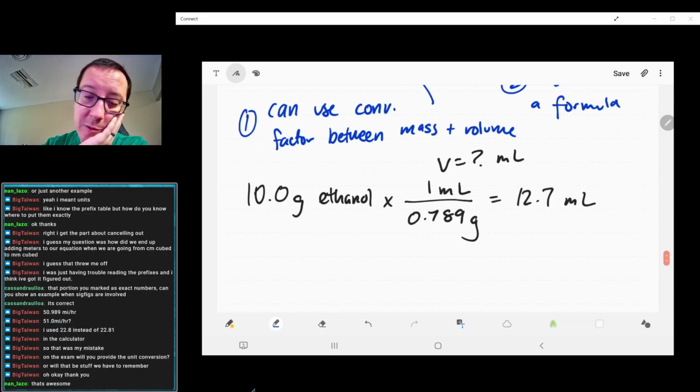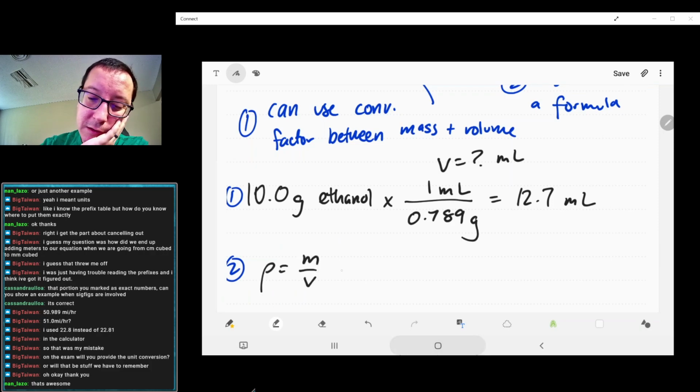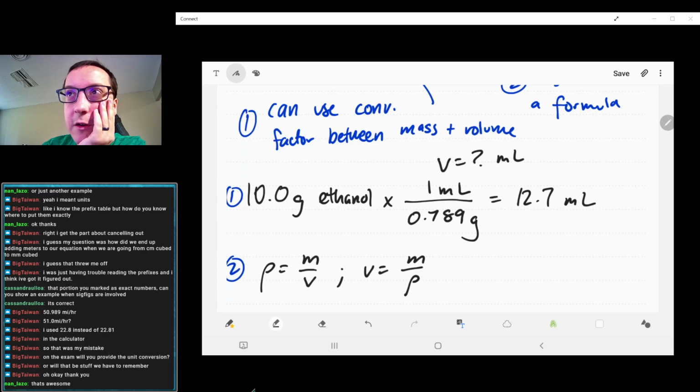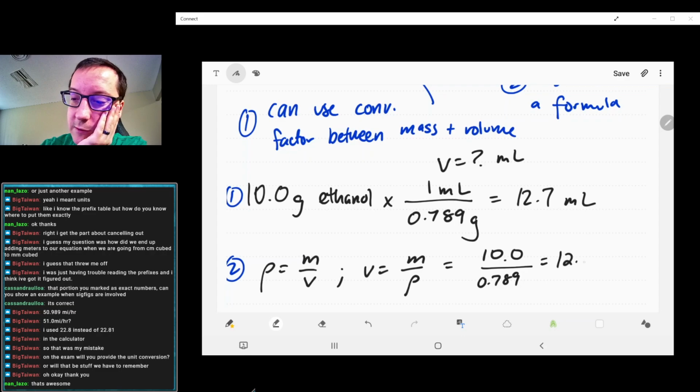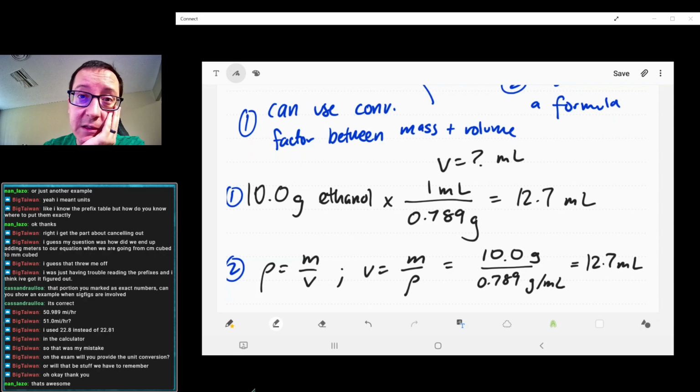If we want to see it done the other way, if we want to use it as a formula, we know that density is mass over volume. So therefore, volume is mass over density, just solving for V, which is 10 divided by 0.789, which is 12.7. I guess I should have put in our units, grams and then grams per milliliter. Grams will cancel out. You get the same number at the end of the day. So you can do it whichever way you like. It'll work.